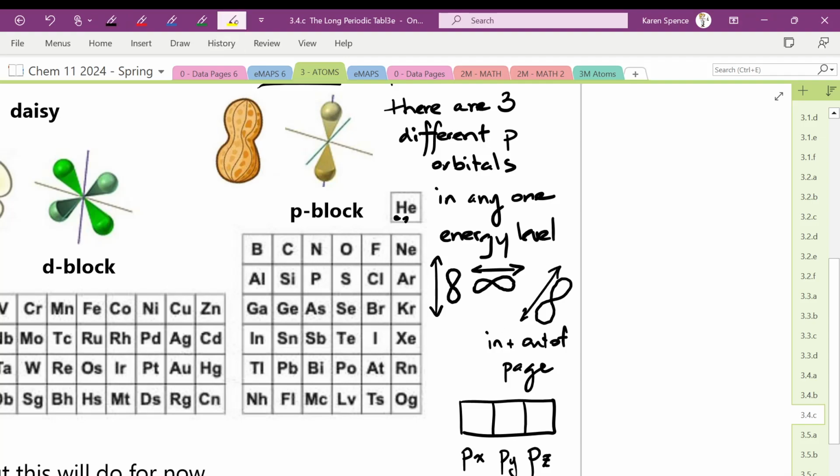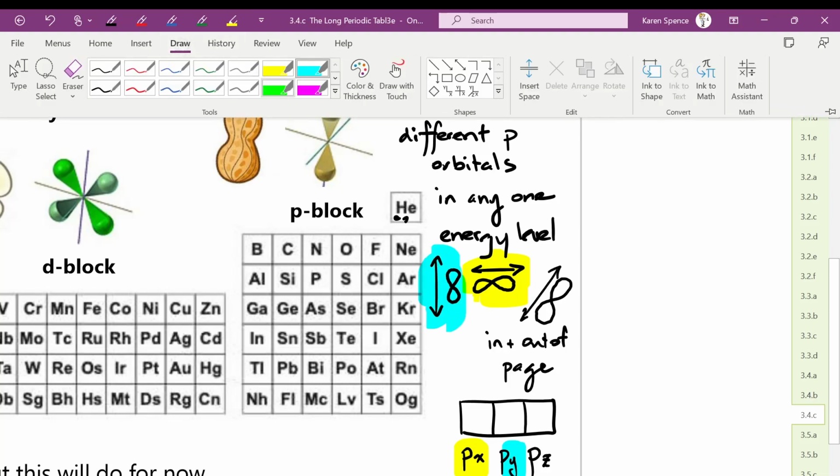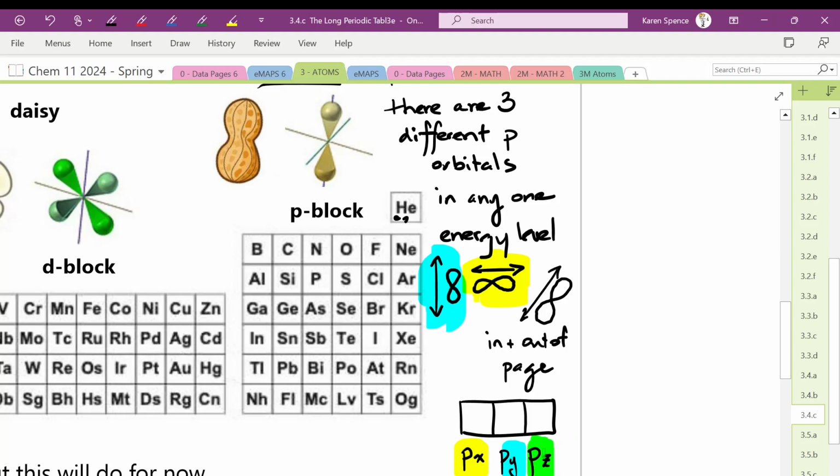Let's see, we have px, we have py, goes up and down, and then we have pz. So basically they're three orbitals that look identical, but they just are oriented differently in space. And they can each hold 2 electrons. 1, 2 electrons, 1, 2 electrons, 1, 2 electrons.